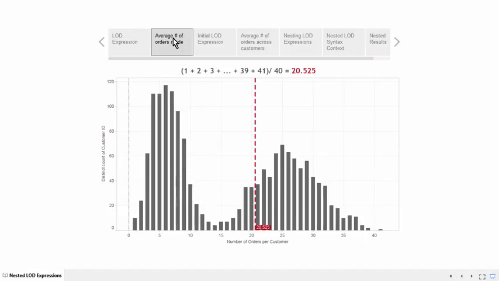This average line is adding the values on the axis and dividing by the total number of options, regardless of how many customers made each number of orders. Rather, do we want the average across all customers of the number of orders made, considering the fact that 10 customers made 1 order and 117 customers made 6 orders? Nesting LOD expressions can help us do that.